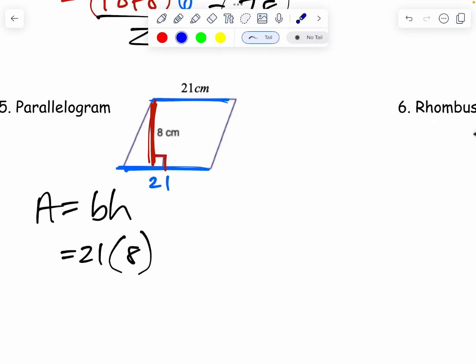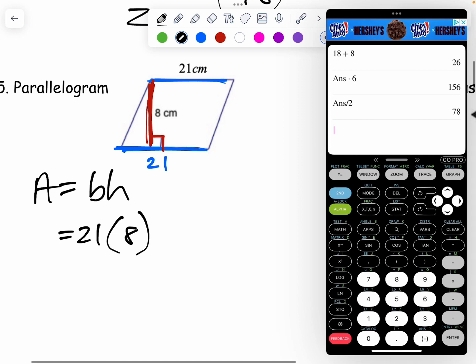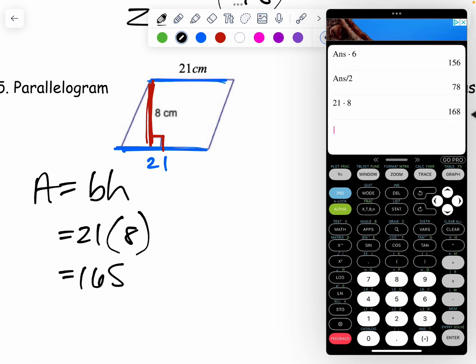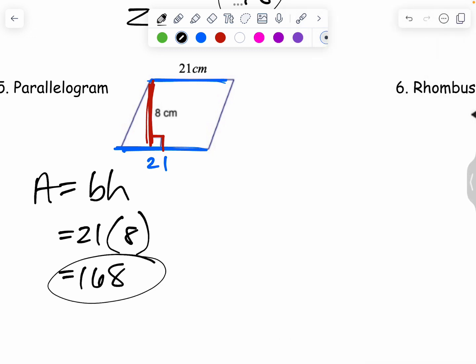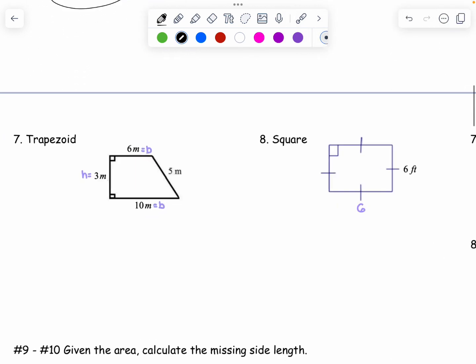Do you remember our chapter where we did parallelograms? This side and this side are the same exact length. Also, this side and this side are the same exact length. So because there's a 21 up here, I put it down here, and that is the base. The height is 8. Cool. So now I just need to do 21 times 8. What is that number? 21 times 8 equals 168. It's all formulas, you guys, and you just got to plug in your numbers, okay?